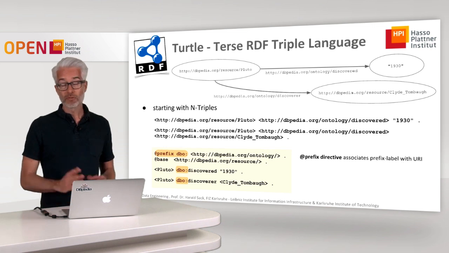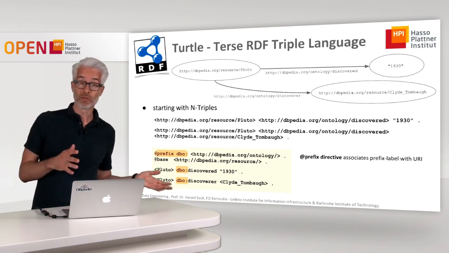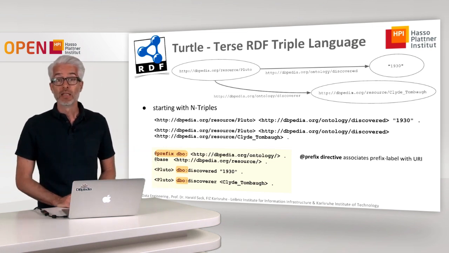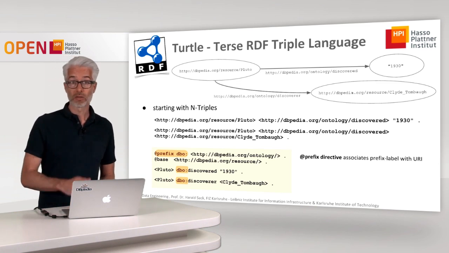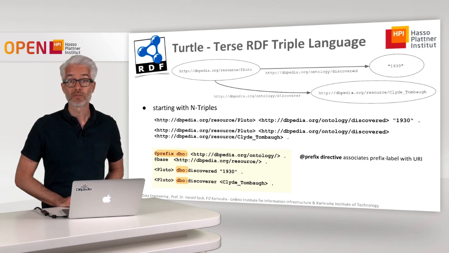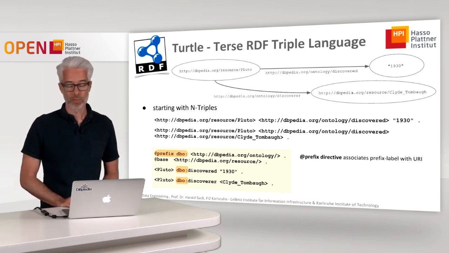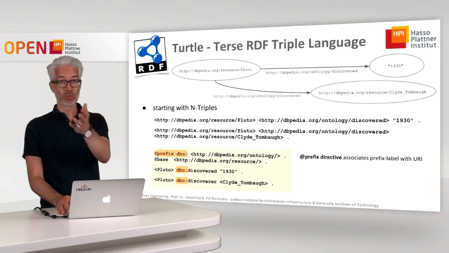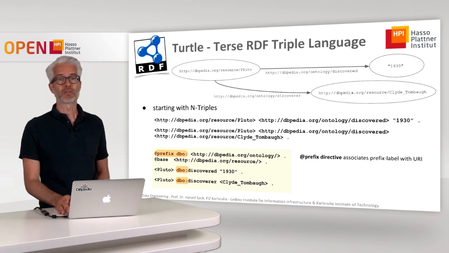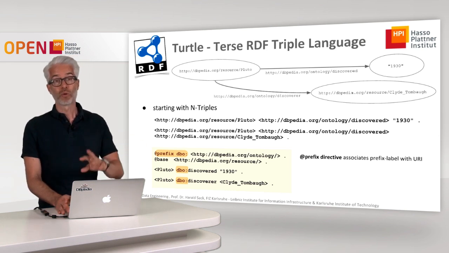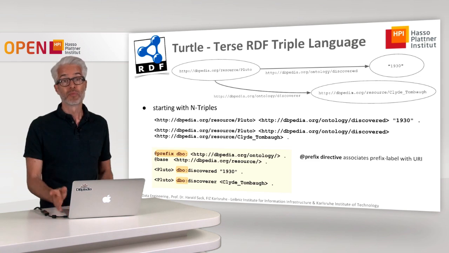So what you can do here, for example, is for means of abbreviation. We have already talked about that. You can define prefixes. So with the prefix directive, which is part of the Turtle language for RDF, you associate a prefix label with a URI. As you see here, we have the prefix label DBO defined in the first line of the example, and then we use it in the third and the fourth line, together with a relative URI.